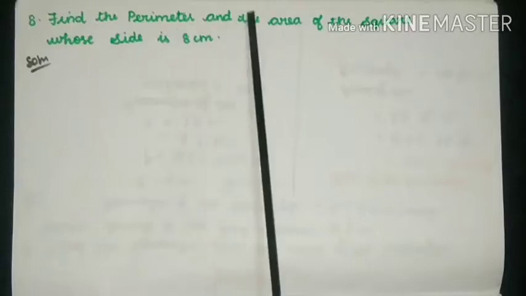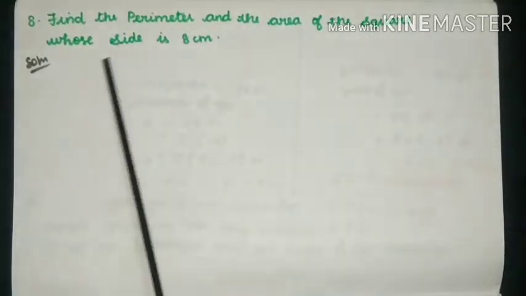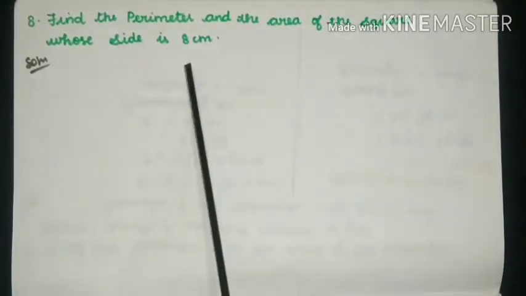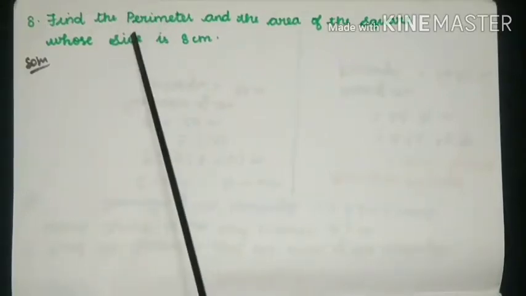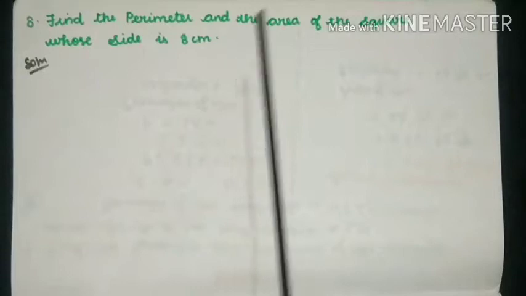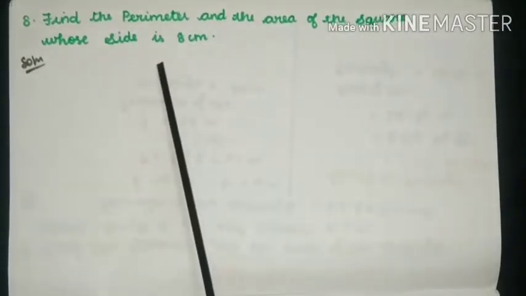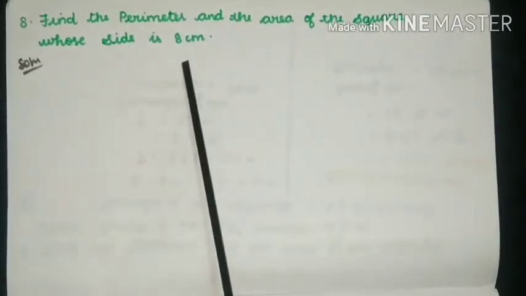8th sum. Find the perimeter and the area of the square whose side is 8 centimeter. See here, in the sum we are going to find the perimeter of the square and the area of the square. Here the given side is 8 centimeter.